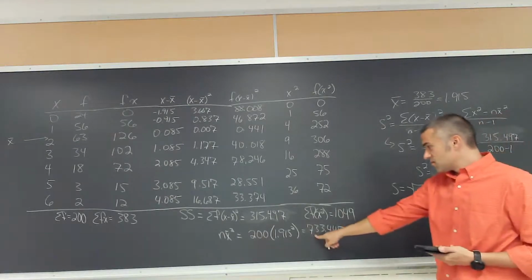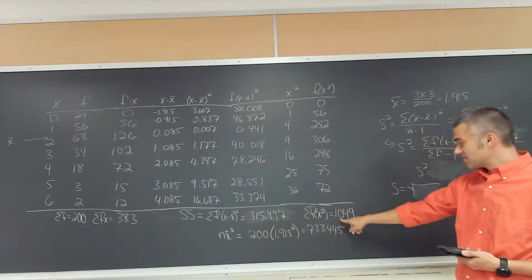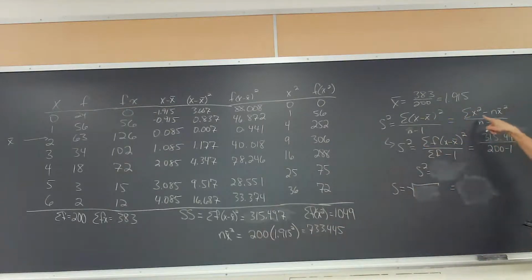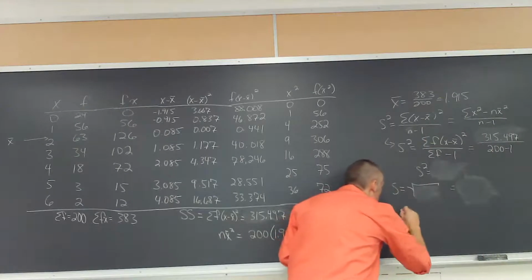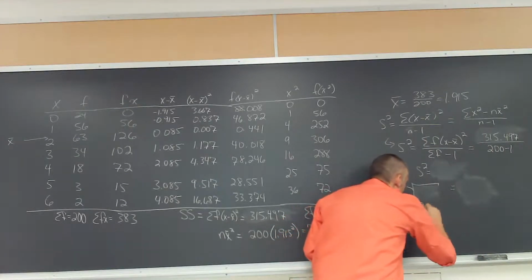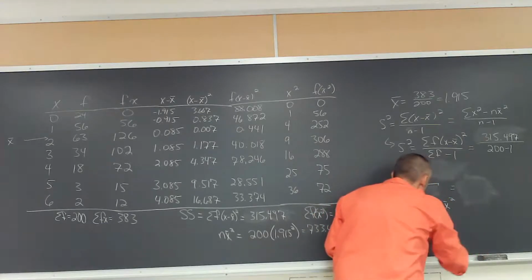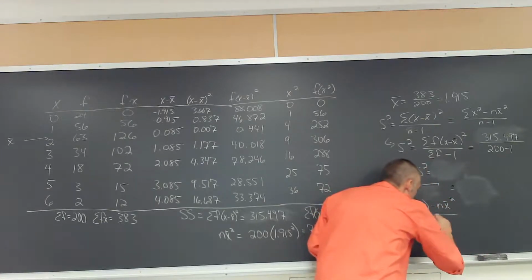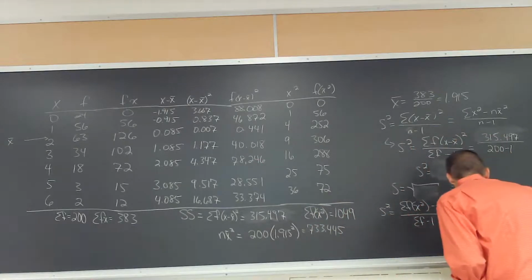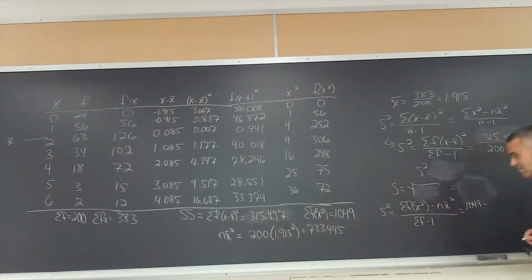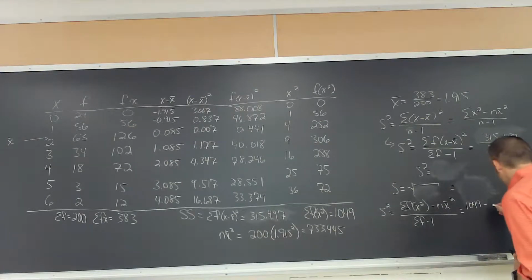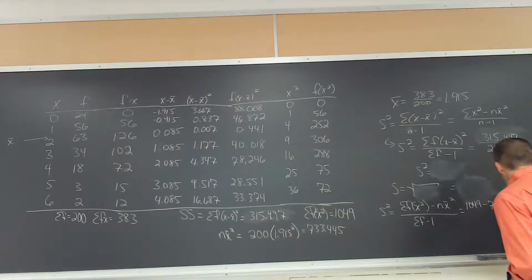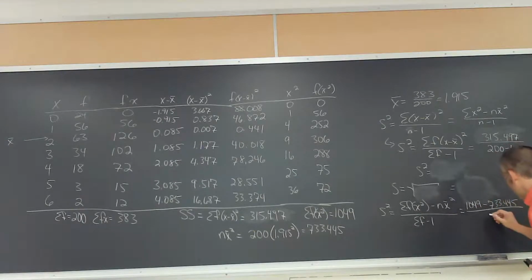So we got this, and we'll go finish out these. So now what we need to do is finish this part. All right, so on the board we had sum of our x's, sum of the frequency x squared minus the n x bar squared over our sum of the frequency minus 1. Well, we have 1049. We're going to subtract out 733 and 445. And then we're going to divide it by 199.